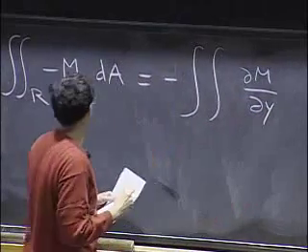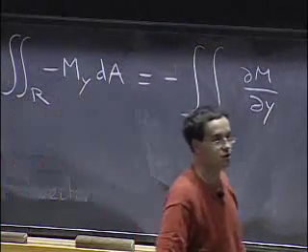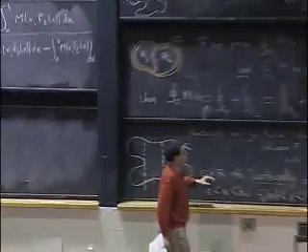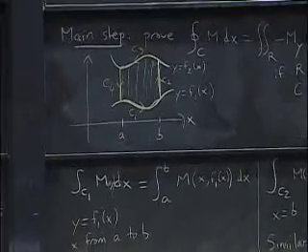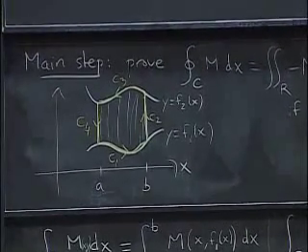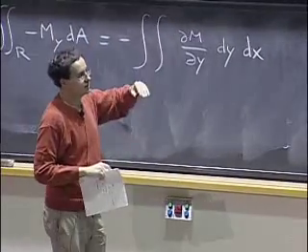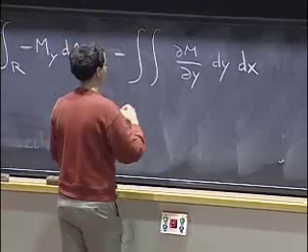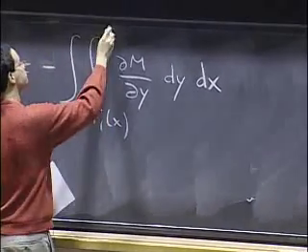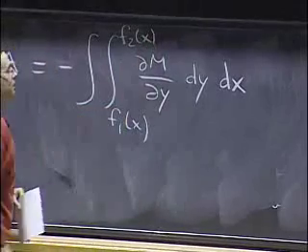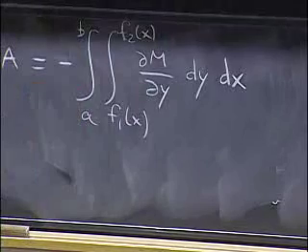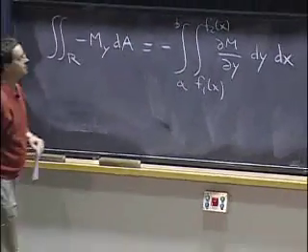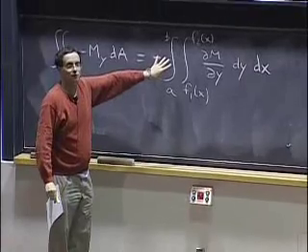I said I will try to set this up in the way that's the most efficient. And my choice of this kind of region means that it's easier to set up dy dx. Right? So if I set it up dy dx, then I know for a given value of x, y goes from f1 of x to f2 of x. And x goes from a to b. Right? Is that okay with everyone?